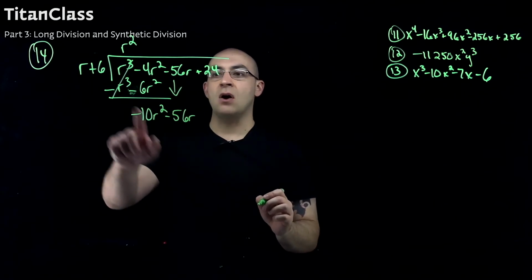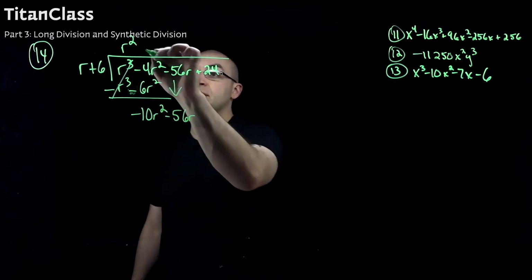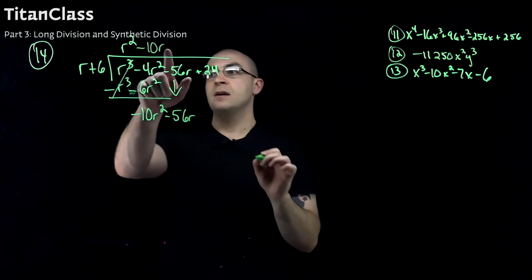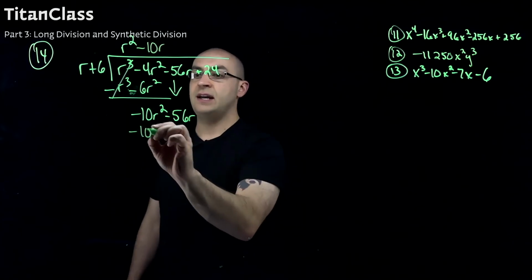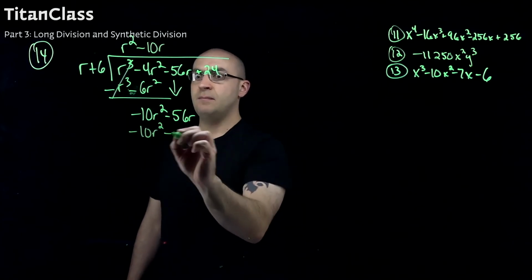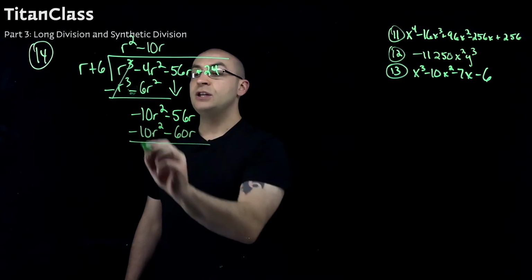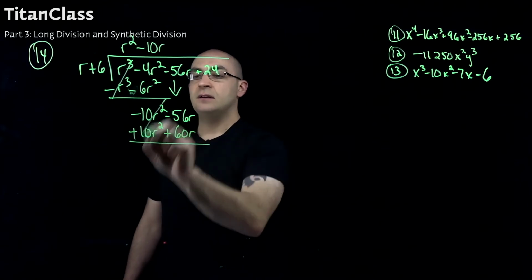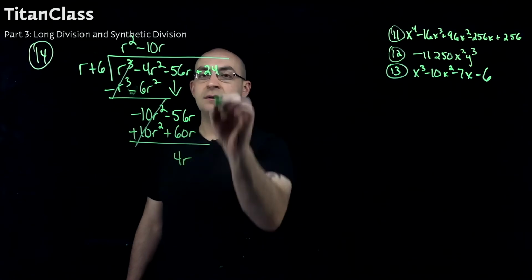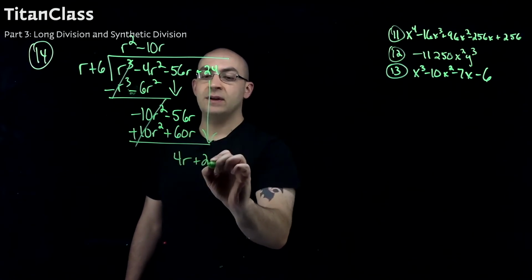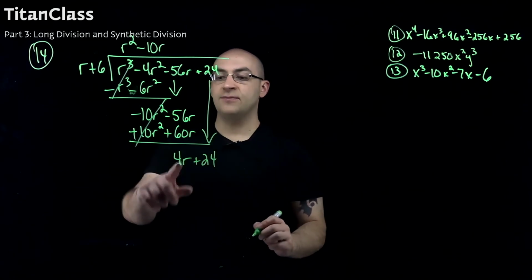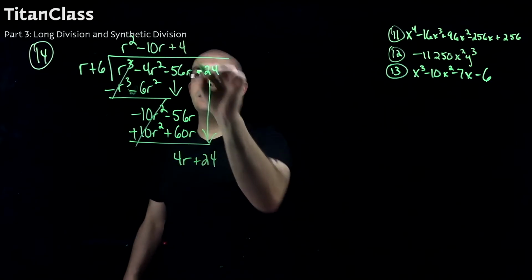How many times does r fit into negative 10r squared? And that's going to be a negative 10r times. Multiply through gives me negative 10r squared minus 60r. Change both signs. Drop it down as a 4r. Positive 24 comes down. R fits into 4r 4 times.